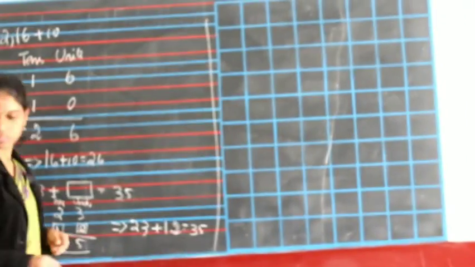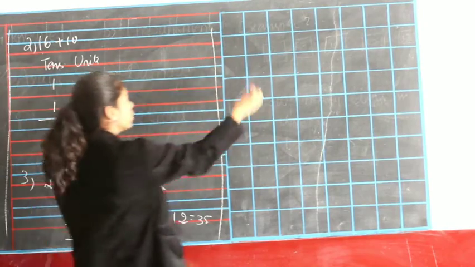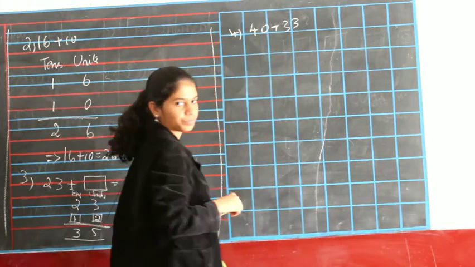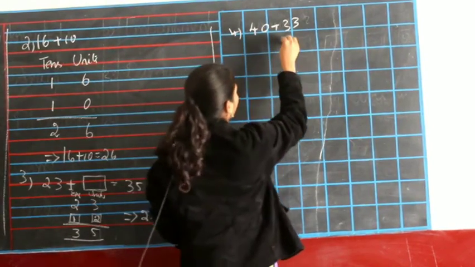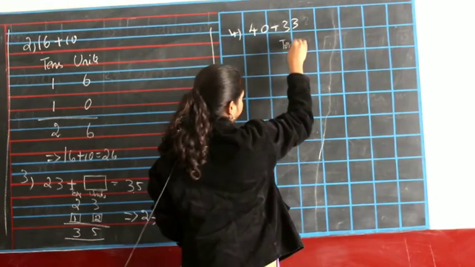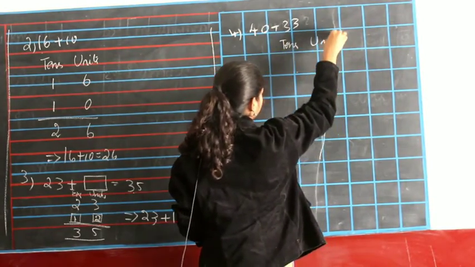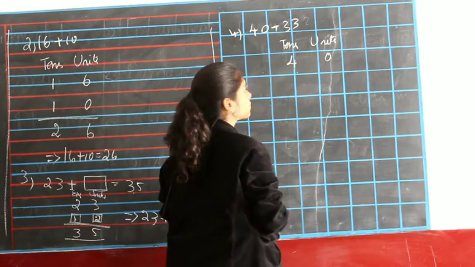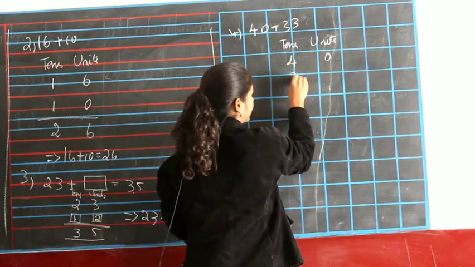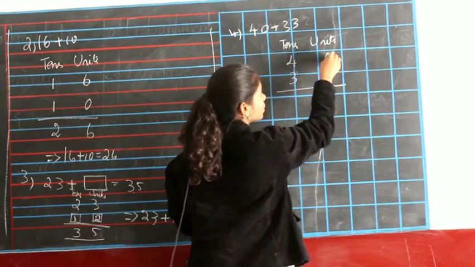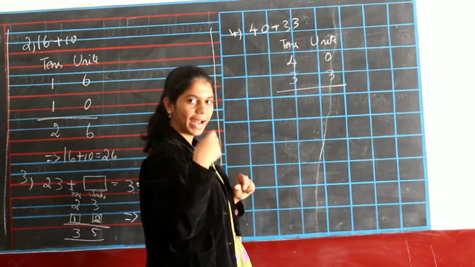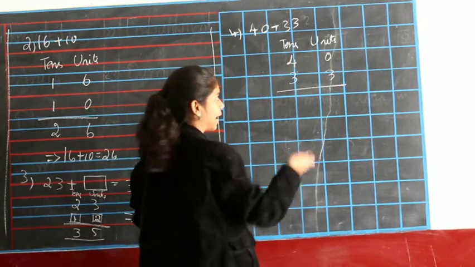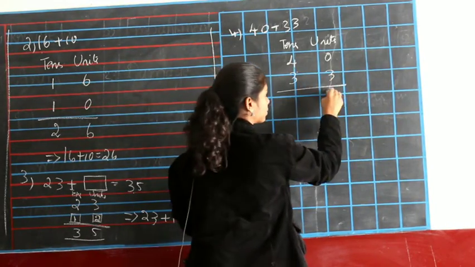Okay. So the next sum will be 40 plus 33. Okay. So tens and units. First you have 40, so 4 here and 0 here. And then second you have 33, so 3 here and 3 here. 0 plus 3, as I said, any number added with 0 will give you the same number. If you add 5 with 0, you will get 5. So if you add 0 with 3, then you will get 3.